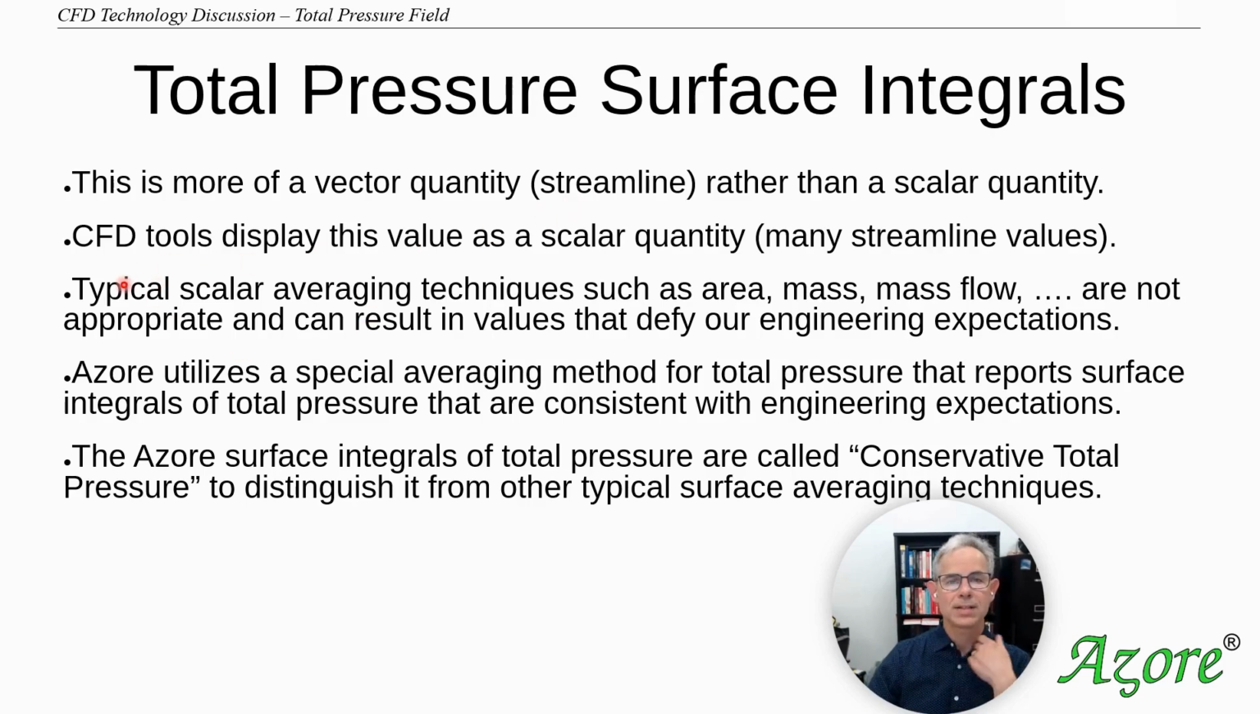And so because of that, typical averaging techniques like area weighted, mass weighted, or mass flow weighted really are not appropriate for total pressure. They can give you deceiving results. And that's one aspect. Azore has methods that give us values that are consistent with our engineering expectations. So in Azore, it has surface pressure, which we call conservative total pressure, and this is an averaging method. It's a name for this averaging method. It distinguishes it from some of the other methods that we have out there.